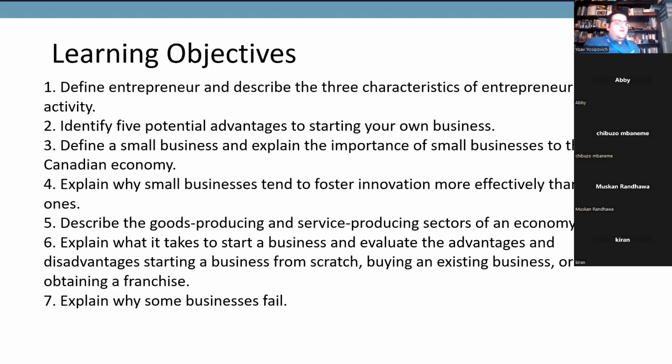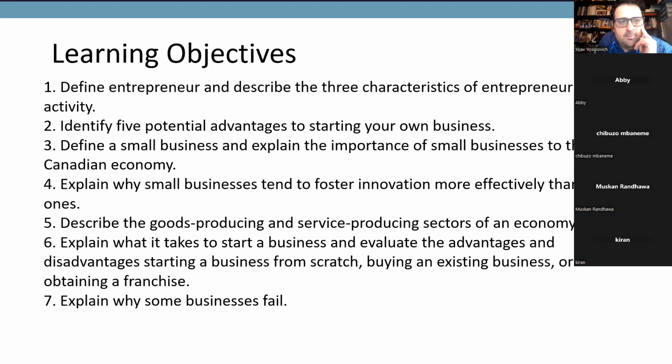So for many Canadian politicians, they see that an entrepreneur is someone that is creative, someone that fosters innovation, and that's why they want to invest a lot of money in it. So we have to define and explain the importance of a small business and how it impacts our economy, as well as explain why small businesses tend to foster innovation more effectively than bigger corporations, because again, bigger corporations have their eyes set on goals and success.